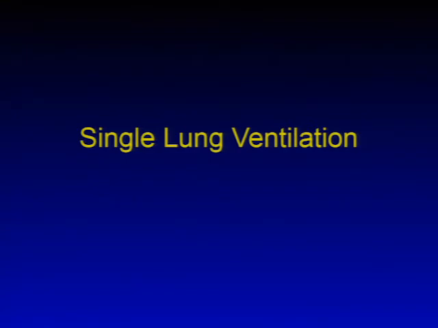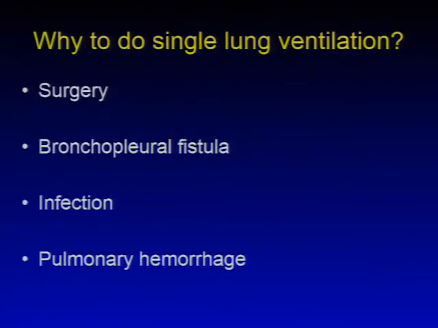Now, we're going to leave this and we're going to go to single lung ventilation. So why do we do single lung ventilation? Well, there are multiple reasons, and they're labeled here. Surgery, if the patient is having a pneumonectomy or a lobectomy, perhaps even a larger wedge resection. If the patient has a bronchopleural fistula and we need to have that closed, the patient requires closure of that without positive pressure ventilation. Infection, when we do not want infection to spread from one lung to the other, and also pulmonary hemorrhage. If there's hemorrhaging in the right or left lung, we would want to isolate those lungs.